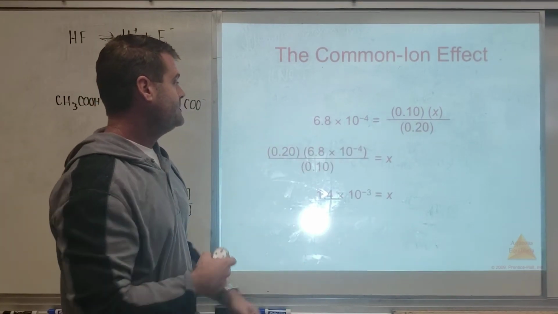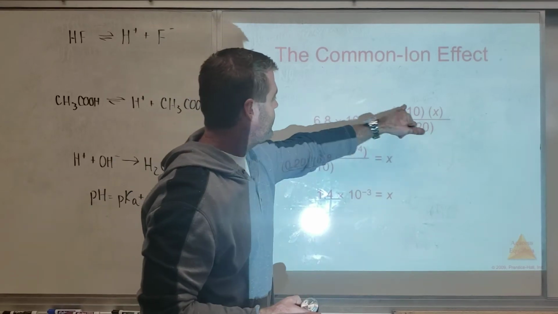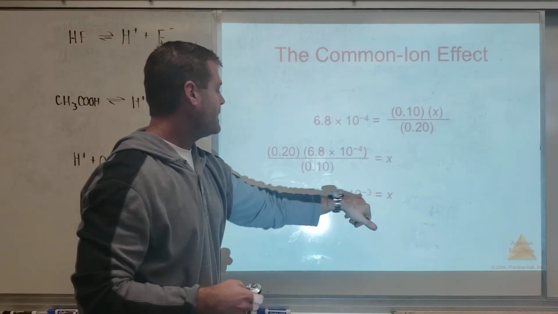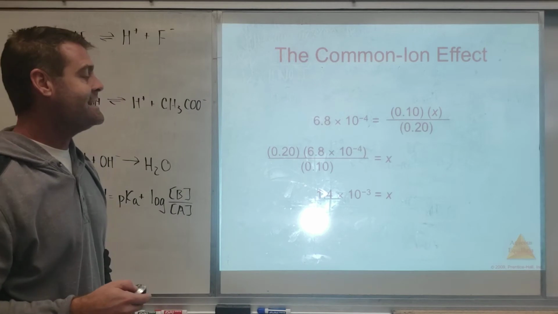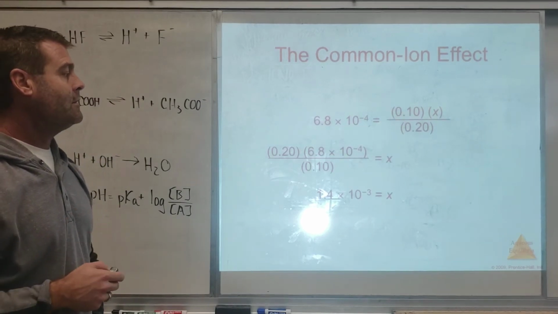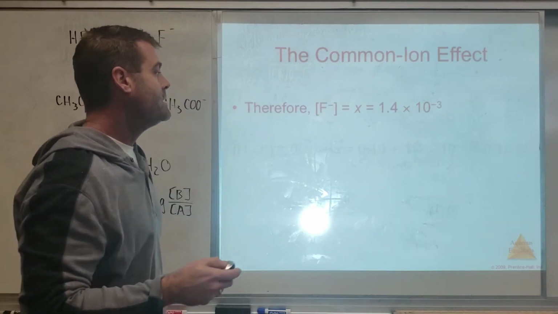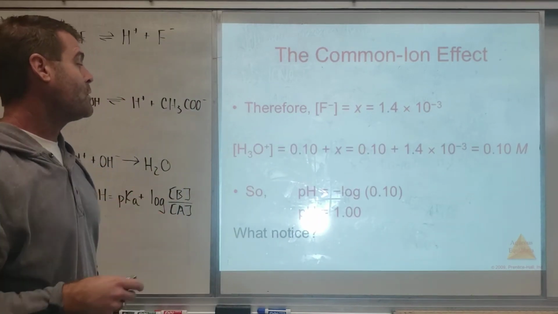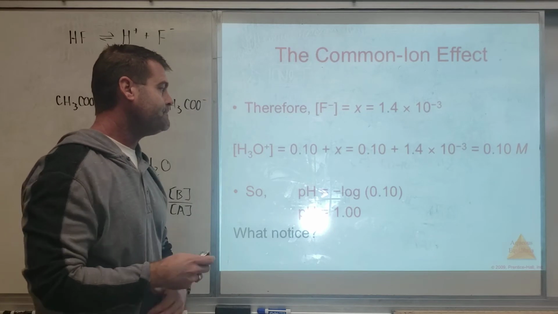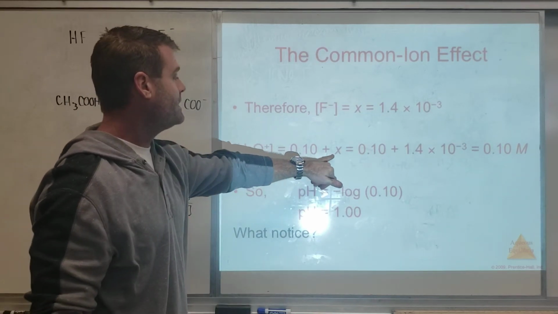So we plug that in, we simply multiply that, and then we divide by that to solve for X, and we get X is 1.4 times 10 to the -3. Right, that was our fluoride ion concentration. And remember what our hydronium ion concentration was? Remember, it was 0.10 plus X.